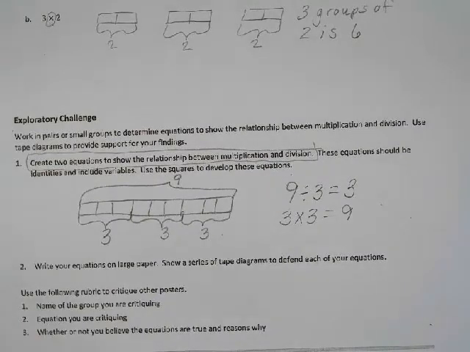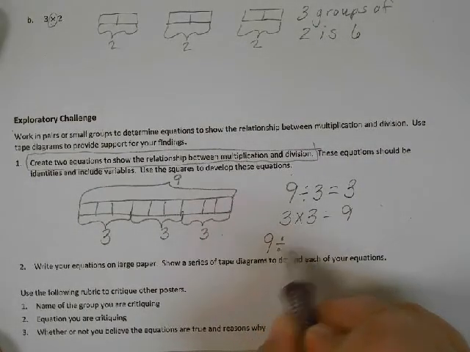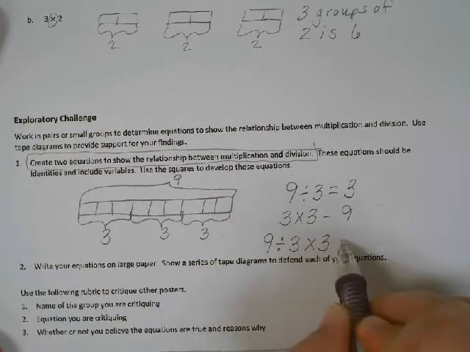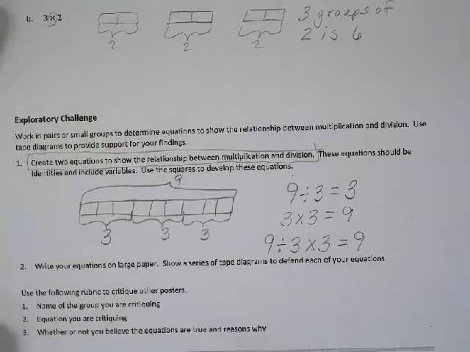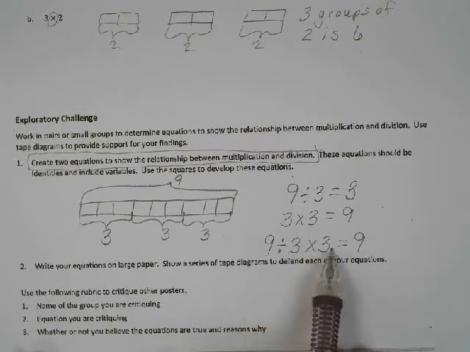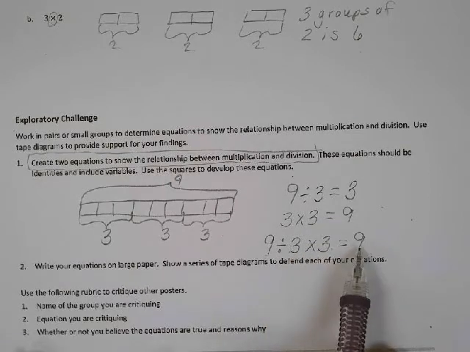Now I have to figure out how I can represent this using one equation. So I'm going to start with my whole number, and then the first thing I did was I divided it into groups of 3, and then the second time I multiplied by 3, and I still ended up with my same answer. So my original number, then I have inverse operations, and then I have my original number. So 9 divided by 3 times 3 still results in 9.